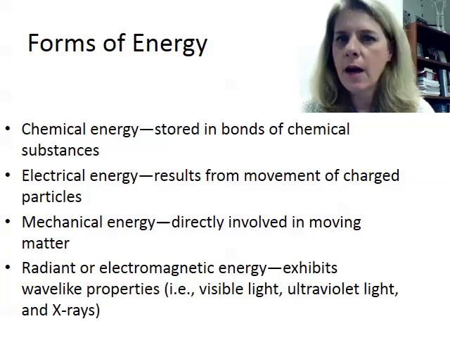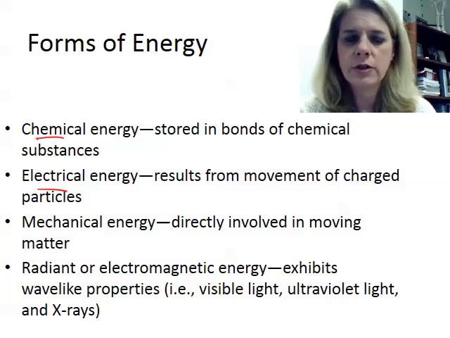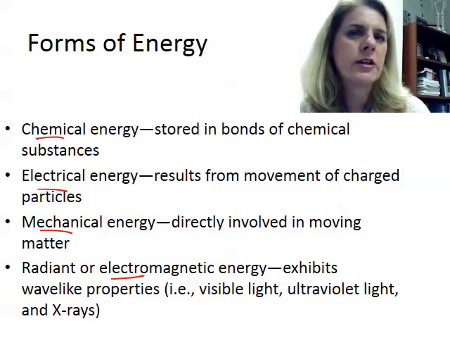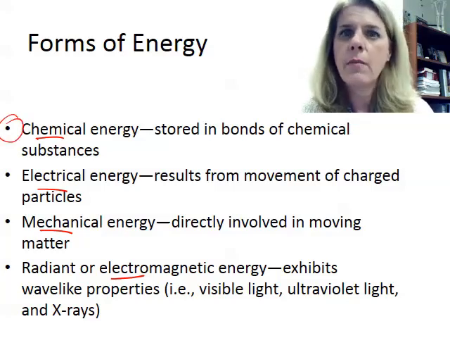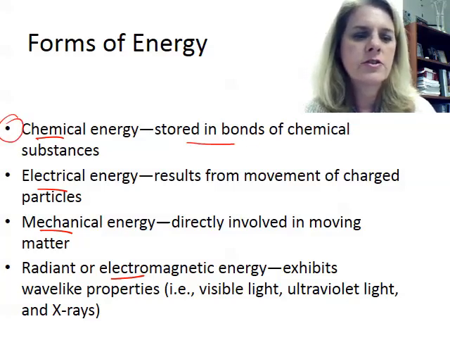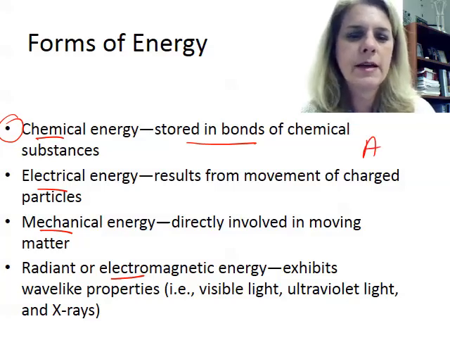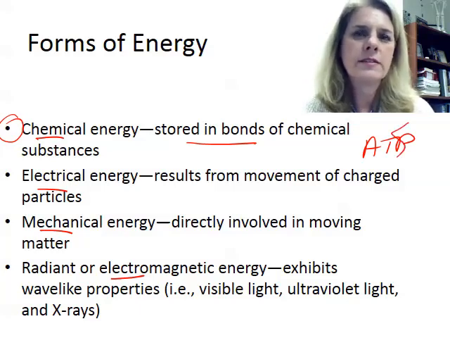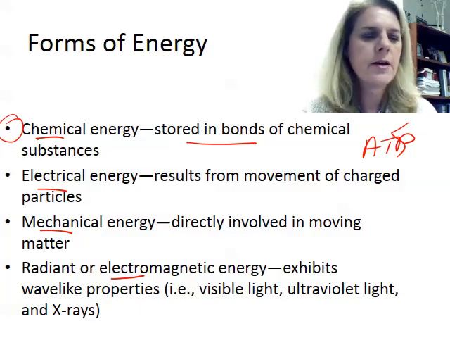There are different types of energy that we use every day. We have chemical energy, electrical energy, mechanical energy, and radiant or electromagnetic energy. This is energy that we're able to use in our bodies all the time. Chemical energy, we've talked a lot about bonding. That's the energy that's stored in bonds. For example, we're going to talk about something called ATP later on, and when ATP is broken down, it releases energy, and that's the energy that we use to move our muscles and things like that.